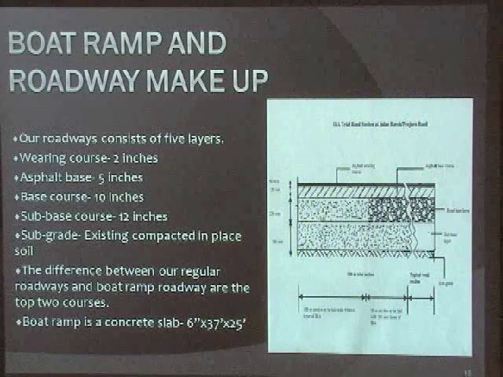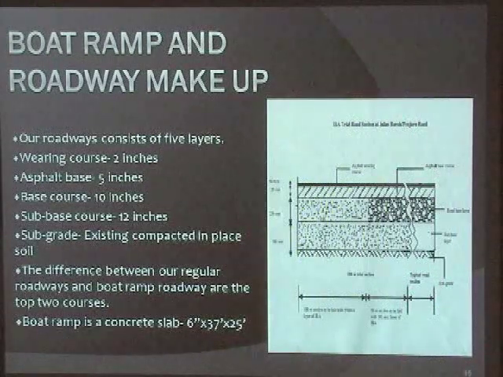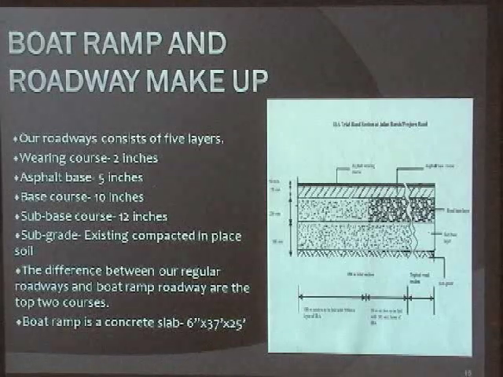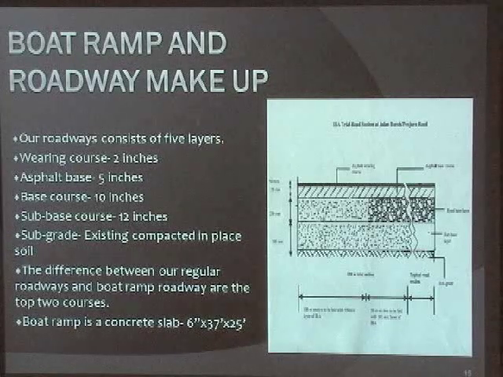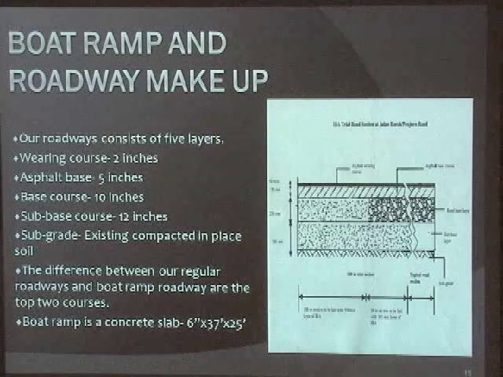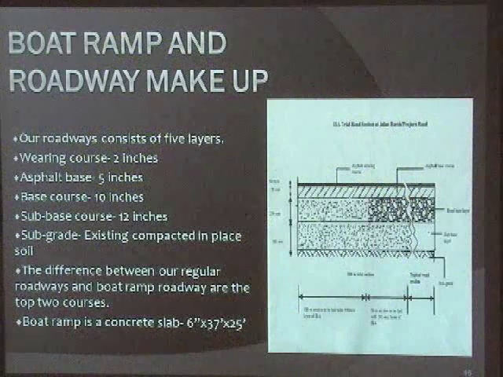The roadway design for our site is pretty traditional. It consists of 5 layers. The only difference for our roadway comes at the boat ramp section. The top 2 layers are porous asphalt as opposed to impervious asphalt. And as I said before, the boat ramp is a concrete slab, which is 6 inches thick, 37 feet long, and 25 feet wide. This leads to Adam, who will be talking about the restaurant.